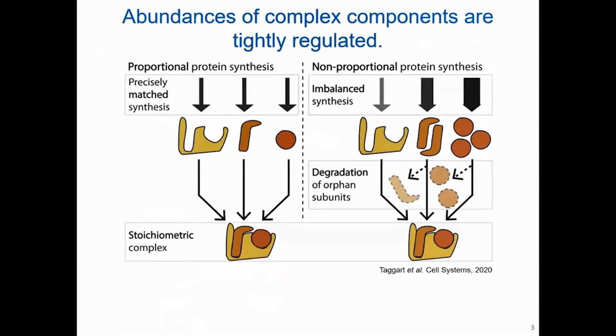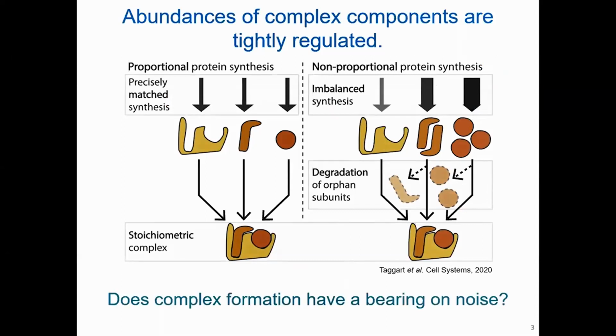Because of their functional relevance, abundances of constituents of complexes are tightly regulated. Intuitively, too few of a constituent would result in insufficient complexes for biological function. In contrast, too many would result in waste of resources, to say the least, or worse, could result in detrimental effects. In this work, we ask whether complex formation has any effect on noise.